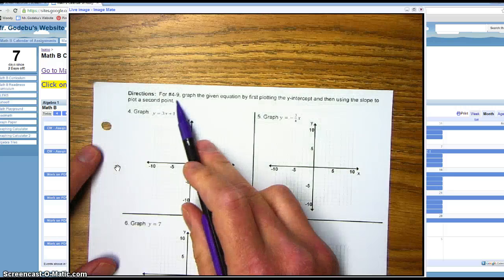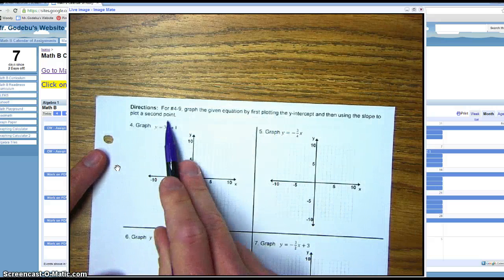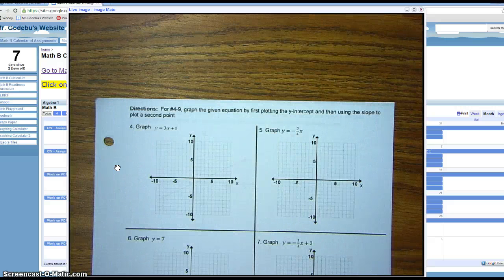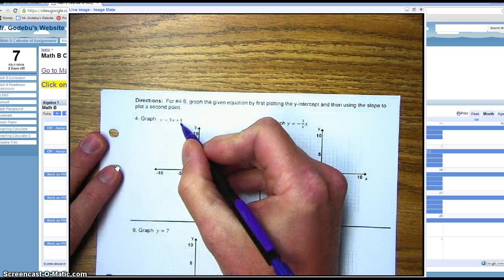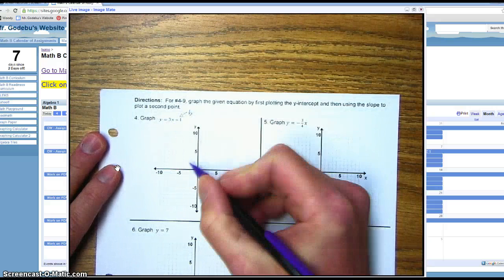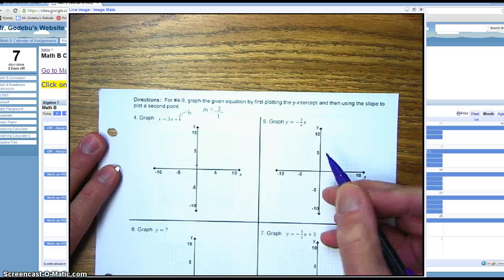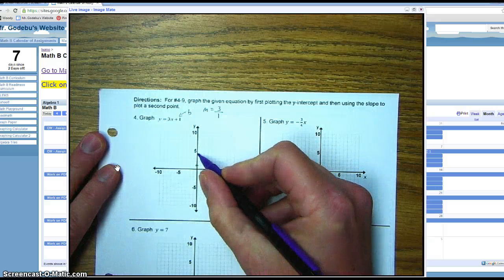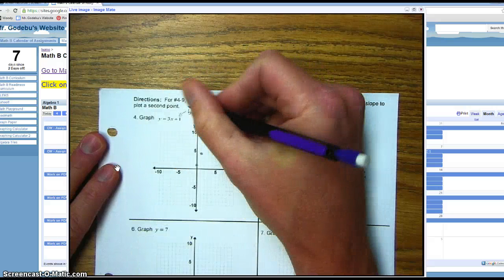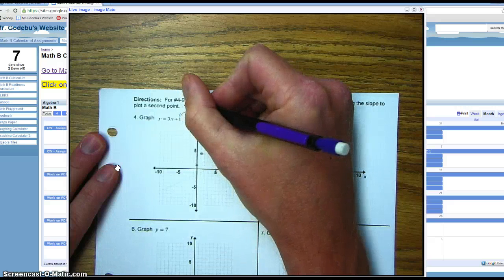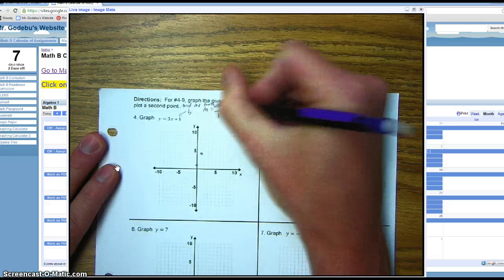For the numbers 4 through 9, graph the given equation by first plotting the y-intercept, then use the slope to plot a second point. So they only want us to plot 2 points. Okay, that makes it easy. So y equals mx plus b. You should begin this graph here at +1. And then if my slope is equal to 3, remember that's really 3/1. So you rise 3 and run 1. It just says to plot a second point. Let's go ahead and modify that. Let's plot a second, third, and fourth point.